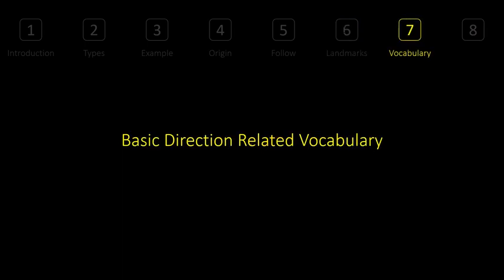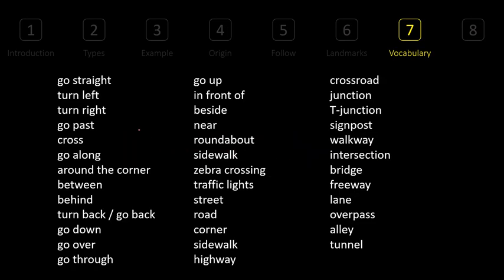Cool. Next one is basic direction related vocabulary. Most of us don't go through basic vocabulary because as non-native speakers, we just need left, right, straight, and up and down. That's it, while finding direction. Rarely do we go through cross and go along. So this is the vocabulary.